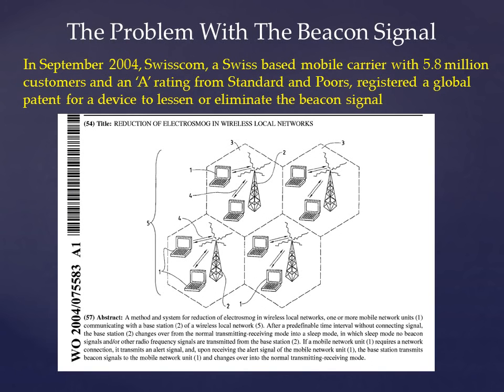The problem with the beacon signal. In September 2004, Swisscom, a Swiss-based mobile carrier with 5.8 million customers and an A rating from Standard & Poor's, registered a global patent for a device to lessen or eliminate the beacon signal.